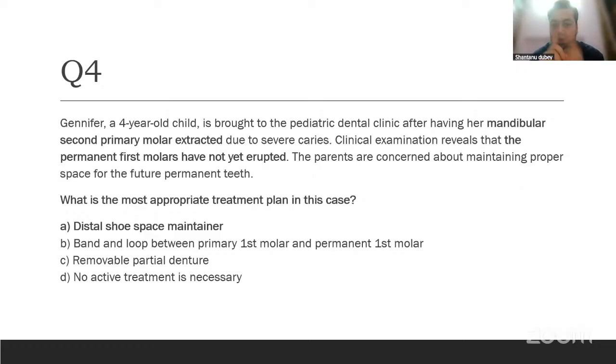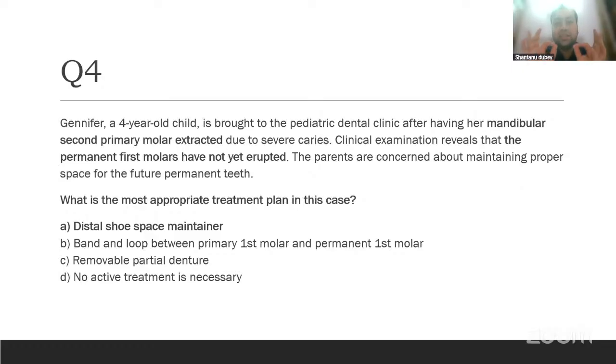4-year-old child. So the first information that you have is that the child is 4 years old. Came to the pediatric clinic, and so on, is all story. You don't have to remember that. Mandibular second primary molar is extracted. So E is extracted, right? Due to severe caries, very good. Clinical examination reveals that the first molars have not yet erupted. So 6 has not yet come up. So what is the most important treatment plan in this case? That you give a distal shoe.